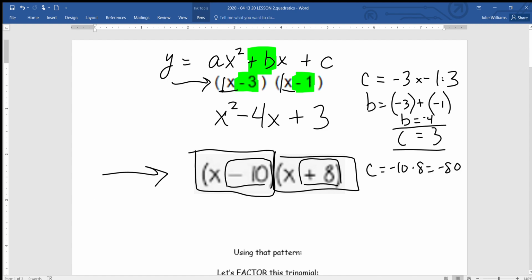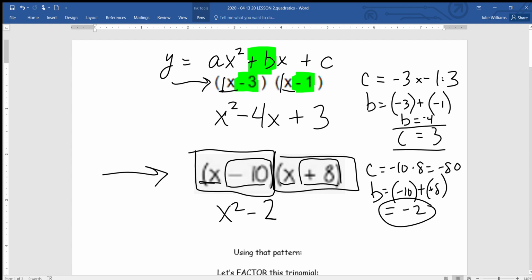I already know what my c is. And then my b term is going to be the sum of those two numbers. So -10 plus +8, so just -2. So my b term is going to be -2. Then I just have to stick an x on there. So again, I know my a is 1 because there's no coefficient on these x's. That's all we're going to be working with today, where a is 1. So x squared minus 2x minus 80. So now we're going to use that pattern and do the reverse.